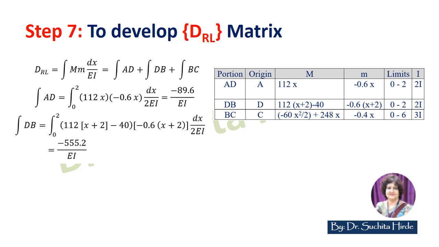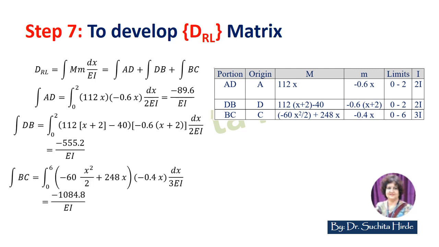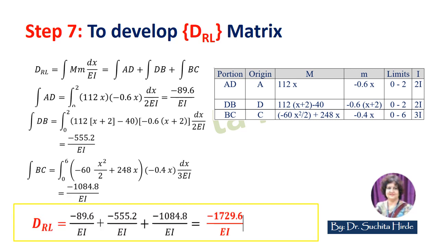Similarly, you can write the equation for portion DB and calculate the value for portion DB, which will be equal to minus 555.2 upon EI. And for portion BC, you can write the similar equation. You will get the value of integration as minus 1084.8 upon EI. Now after adding all these three values, we will get the DRL value, which will be minus 1729.6 upon EI.